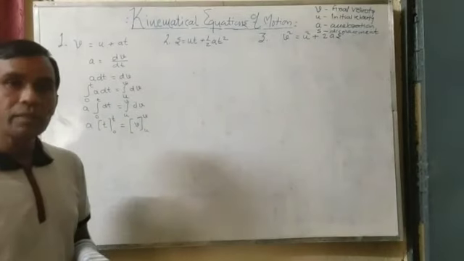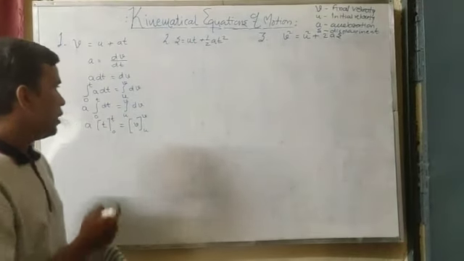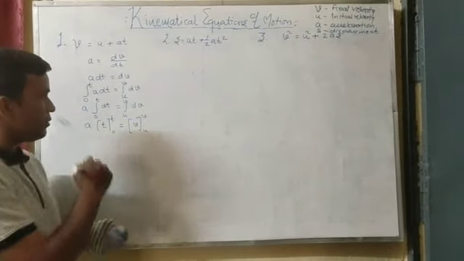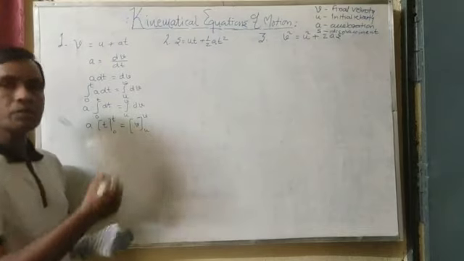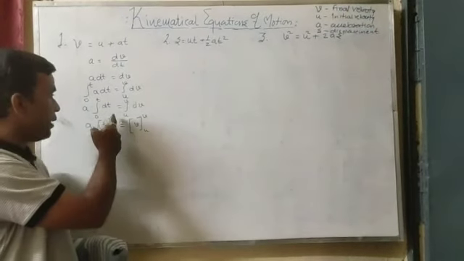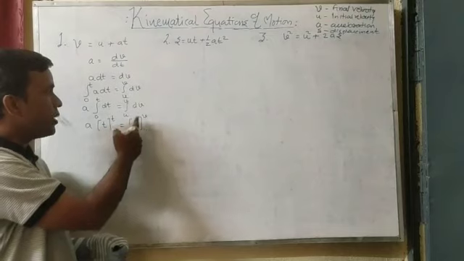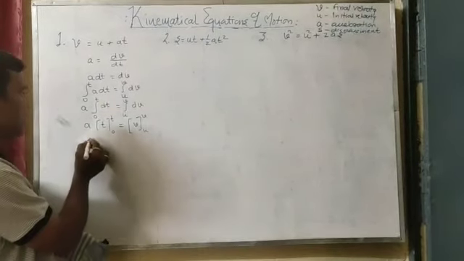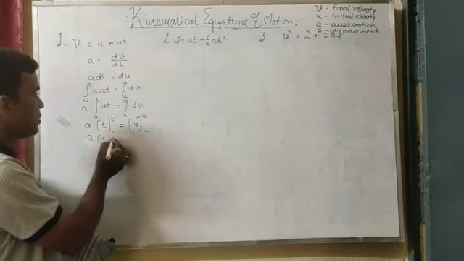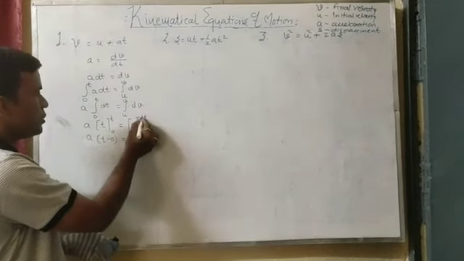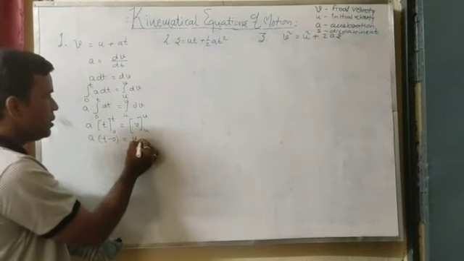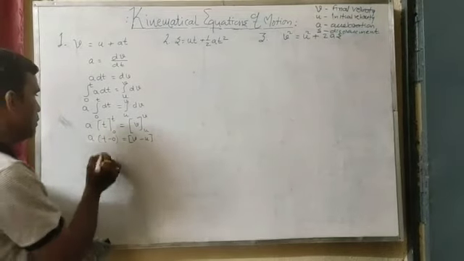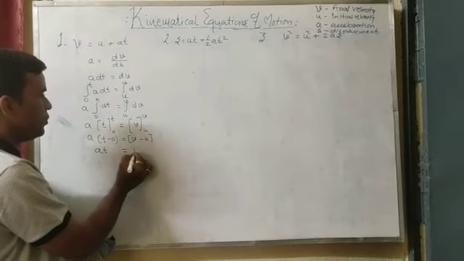Now we'll give the limits, upper limit minus the lower limit for the variable. On the left hand side, time is the variable. On the right hand side, the velocity is the variable. The upper limit of the time is t, lower limit is 0. Upper limit of the velocity is v, lower limit is u. Putting the limits, we'll write a as it is, t minus 0 is equal to v minus u. Therefore, at is equal to v minus u.